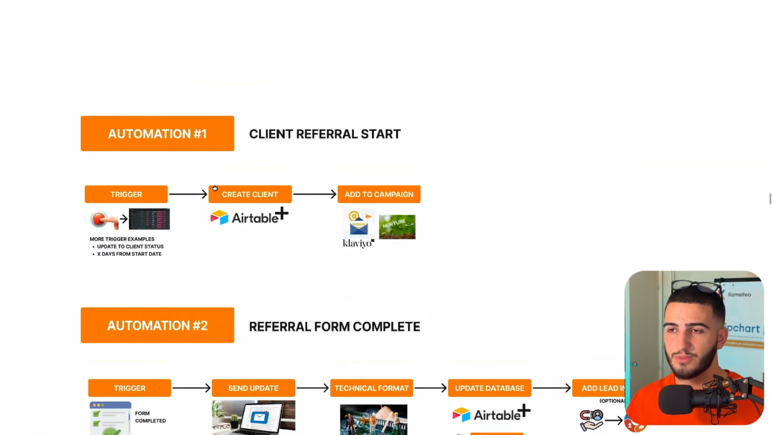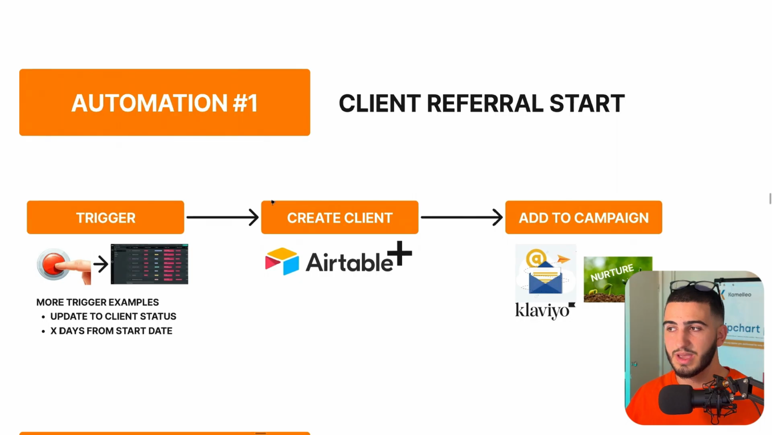We're going to be building 3 different automations, and the first automation is creating that client referral. This is going to be a very, very simple automation. It's going to be triggered from a button within our CRM in the local platform. Then we're going to create that client in our Airtable referral database, and then we're going to add them to a campaign. So let's move over to Make.com and create this automation.